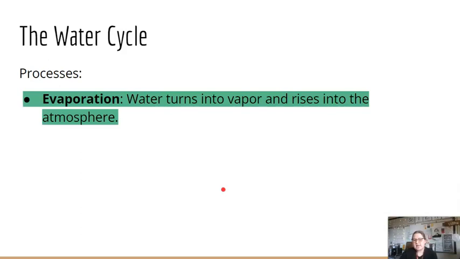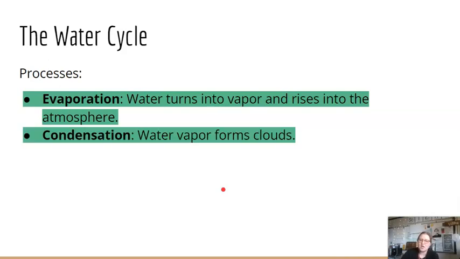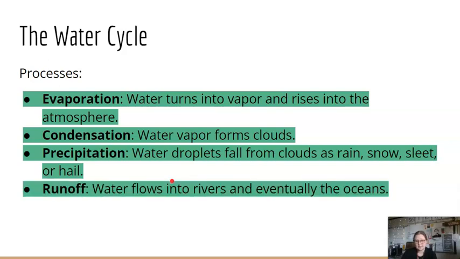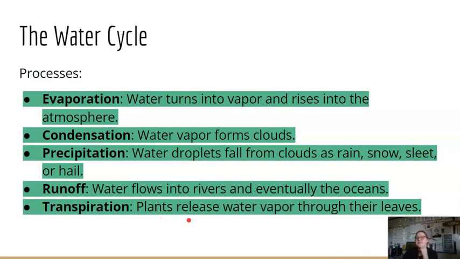For the water cycle processes that you need to understand to see how the water moves through everything, the first is going to be evaporation. Evaporation is when water turns into vapor and rises into the atmosphere. Condensation is when that water that has risen into the atmosphere starts to condense and form clouds. Precipitation is when those clouds condense so much that the water droplets then fall from the clouds as rain, snow, sleet, or hail, depending on how cold it is. Then runoff is when water flows into rivers and eventually the ocean. Runoff is on a surface and it is just flowing off of it. And then transpiration is plants releasing water vapor through their leaves.